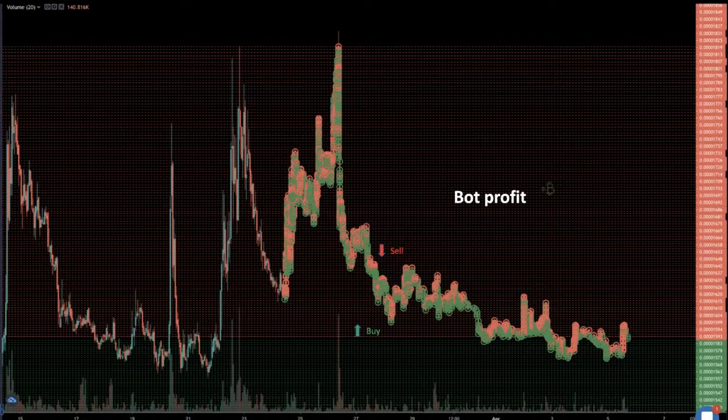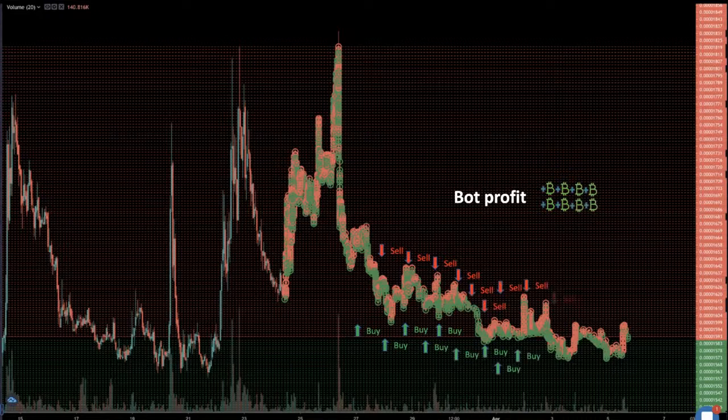like this. And each time it buys low and sells high, it accumulates passively profit for you in the quote currency. All right, it buys low and sells high. It doesn't matter what is the trend direction, because the bot is completely indifferent towards the price direction. It just looks for the opportunities to buy low and sell high.